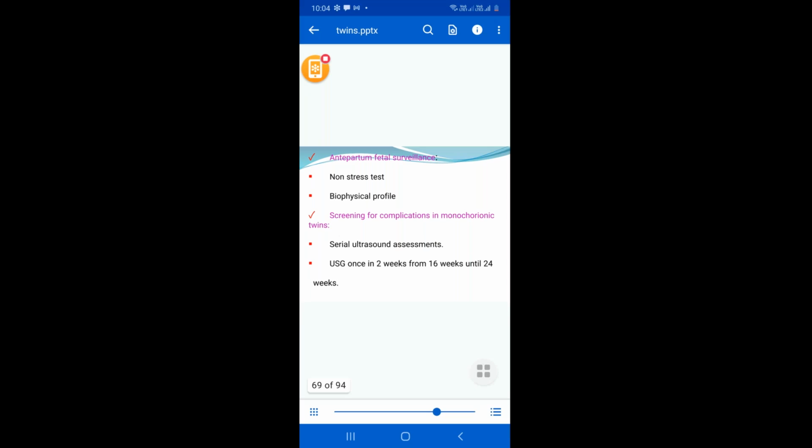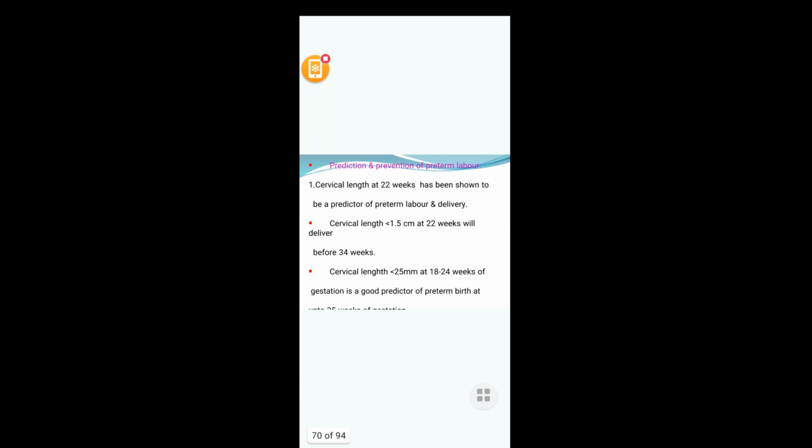Next comes your antepartum fetal surveillance. Non-stress test and biophysical profile have to be done for the mother, so that you can categorize them as complicated and uncomplicated if any problems are there. Serial ultrasound assessment should be done. Usually we do an ultrasound once in 2 weeks from 16 weeks until 24 weeks. Prediction and prevention of preterm birth must be your major goal, because cervical length at 22 weeks has been shown to be a predictor for preterm labor and delivery.